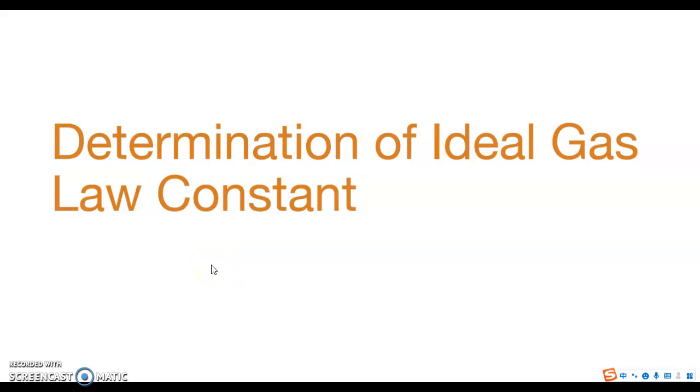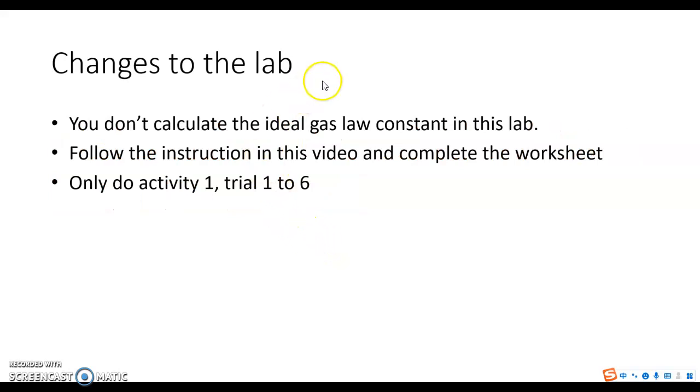This lab is called determination of ideal gas law constant, but we are not going to finish the whole lab, and we are not going to calculate the ideal gas law constant. So I made some big changes to the lab. You don't need to calculate the ideal gas law constant, and please follow the instructions in this lab and use the data table in the worksheet for the homework. You only need to do activity 1, trials 1 to 6.